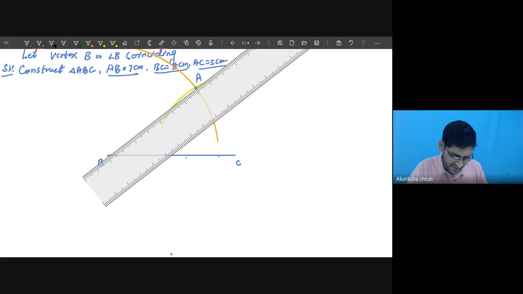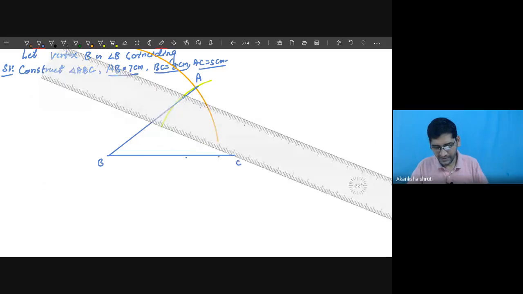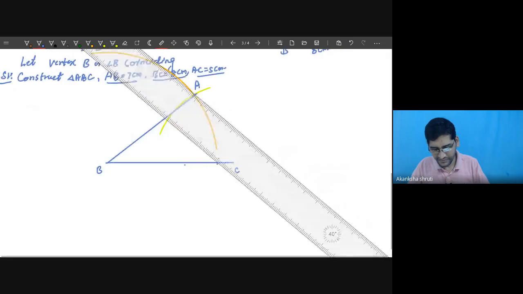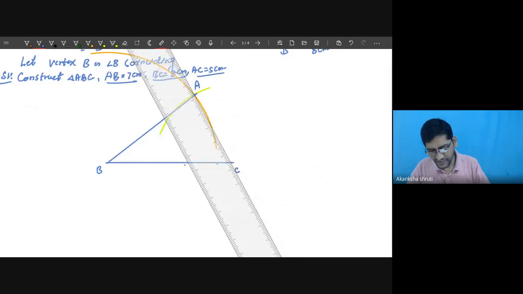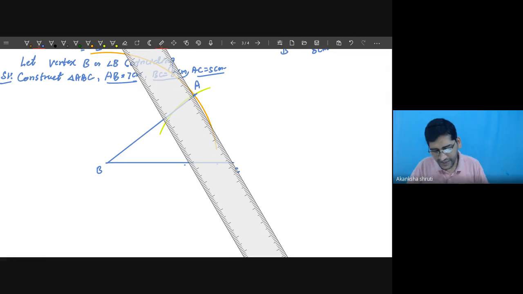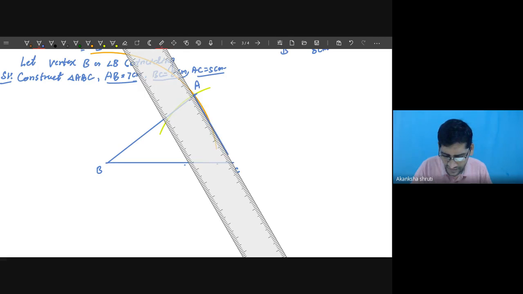Yes, students? So this way, the triangle ABC I have drawn. This drawing of the triangle ABC is also part of this. You should be careful first. First you need to draw the triangle ABC itself carefully.